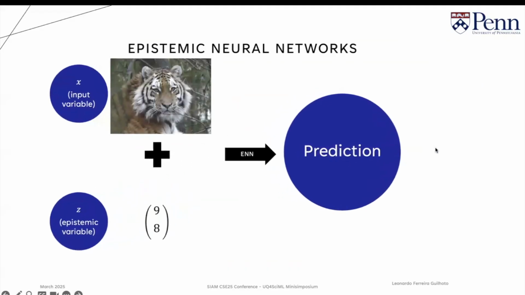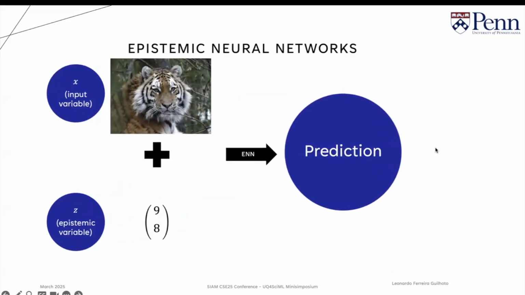So let's look at an example. Let's say we want to classify different images, and you can see here x, or input variable, may be the image of this Siberian tiger, and the z, the epistemic variable, may just be a random vector in 2 dimensions over here. And passing this over to our epistemic neural network, we have a prediction. It's a Siberian tiger. Maybe we change the epistemic variable and predict again, and the prediction is still Siberian tiger. Now let's say we change it once again, and the prediction is still Siberian tiger, which makes sense because this vector over here has no connection to the image at all.